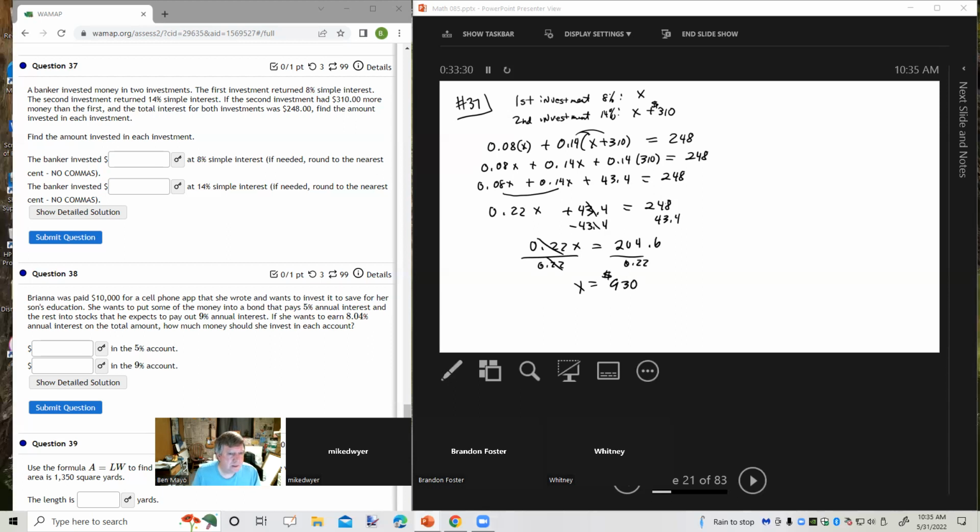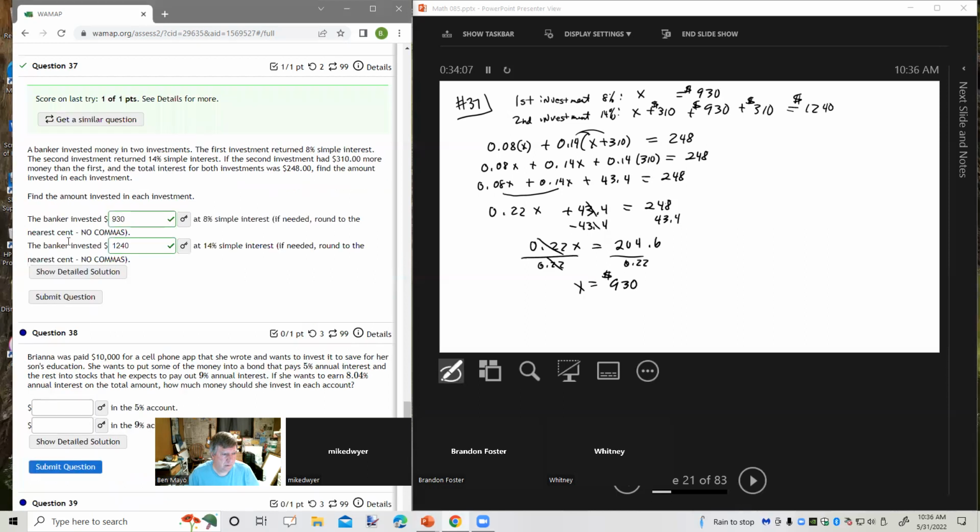It says the banker invested how much at 8%? So that would be $930. Okay, so that's going to go there. And at the 14% would be 930 plus 310, which is $1,240. So there you go. Again, any questions about that particular problem?